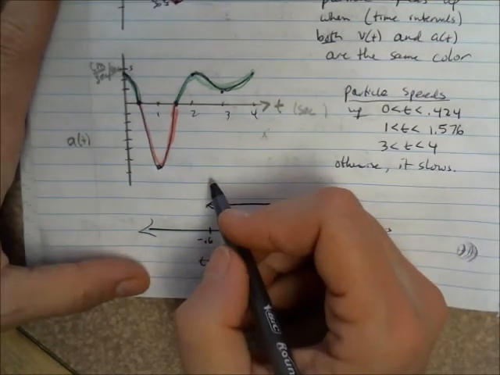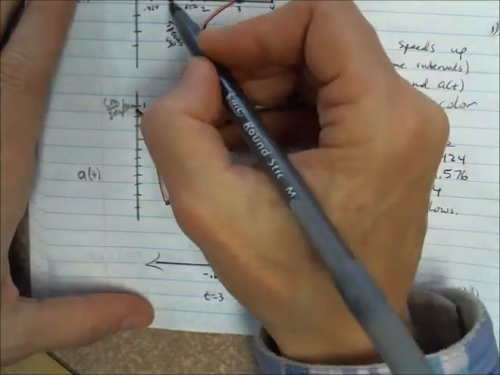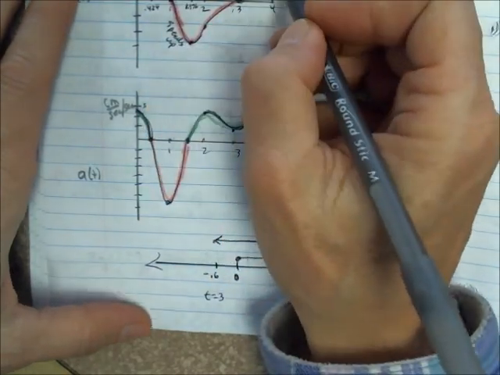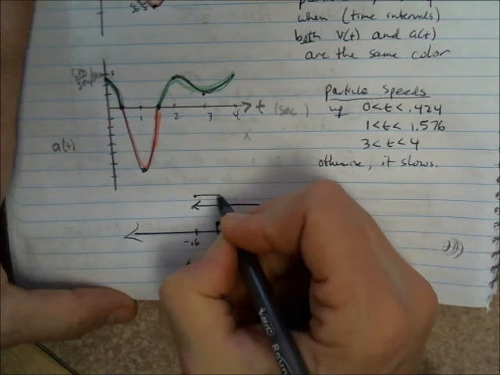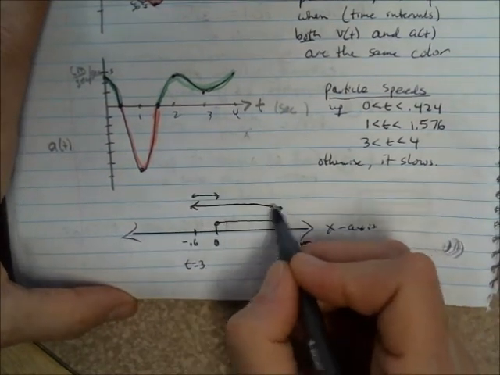And then at t equals 3, the particle turns around. Here's the turnaround point, right? It moves to the right, then to the left, and then to the right. So these are the turning points. And then it ends up right here at t equals 4. So it moves here, then here, then here.